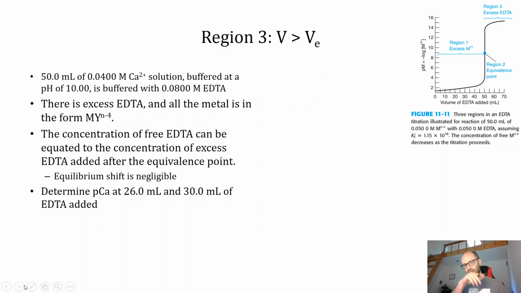Finally, taking a look at region 3, this is when we've added more EDTA. Now, I know what you might be thinking, oh, you just take the negative log of the excess, except here's the hard part. What is now in excess is EDTA. So what we do have is a situation where the calcium is in equilibrium with the EDTA and then the bound calcium.